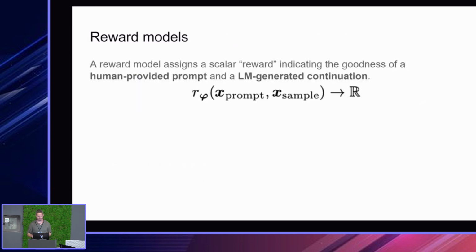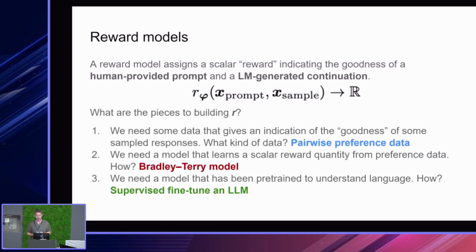Okay, so as I said, this is what we want. I'm sorry, there's a slight shift in notation reflecting the fact that I made these slides in a different order. So here's our problem. We want this model, R with some parameters, phi, to take a prompt and a sample and deliver a real valued number. So what are the pieces to building R? We need some kind of data that gives an indication of the goodness of some sampled responses. And what kind of data are we going to use? We're going to use pairwise preference data, where we have pairs of alternative continuations to a prompt, and then human judgments as to which is better.